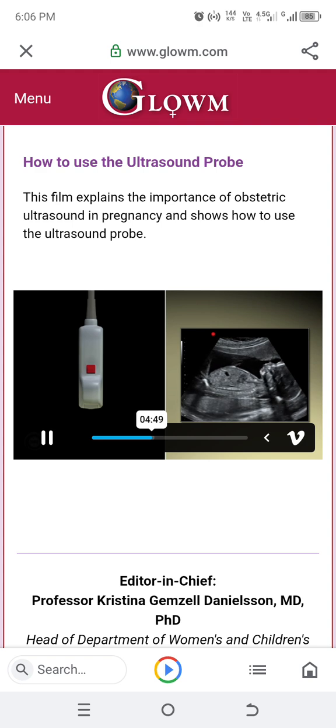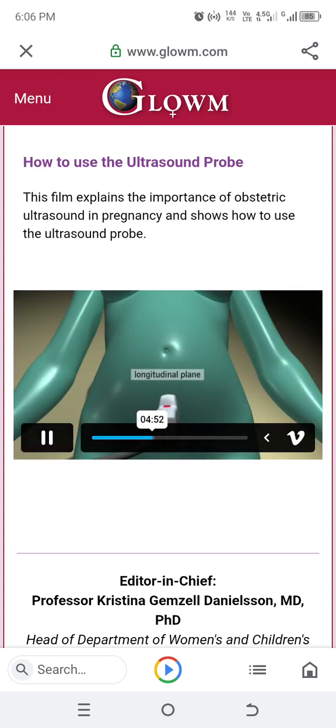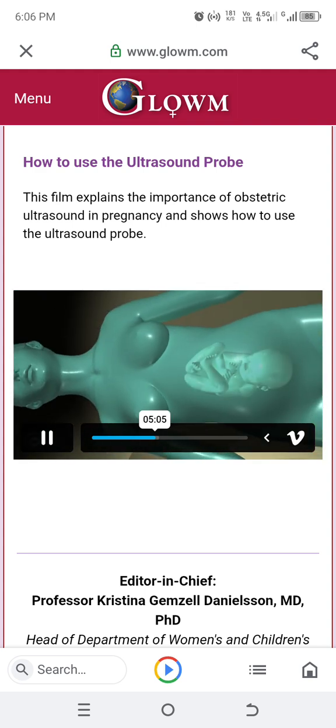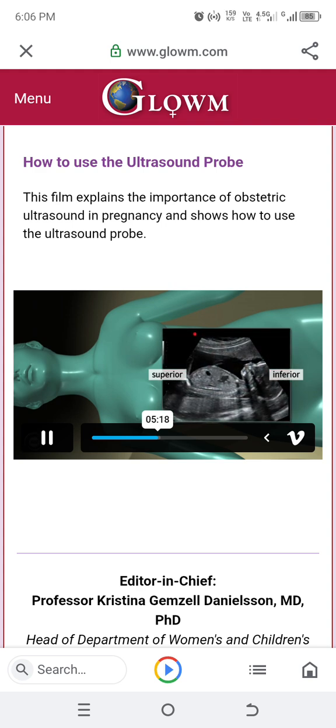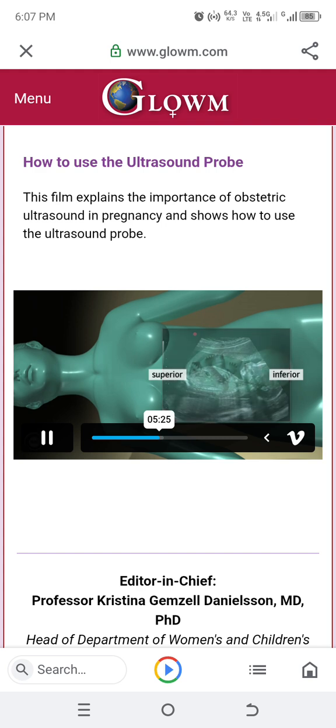image on screen. If the probe is placed on the mother's pubic bone in the longitudinal plane, one must consider where the dot is on the probe and relate it to the dot on the screen in order to interpret the image. In the longitudinal plane, the left side of the screen represents the superior part of the mother, and the right side represents the inferior part of the mother. So when scanning in the longitudinal plane, the mother's head is represented to the left of the screen and her feet to the right. The location of the dot on the screen should correspond.